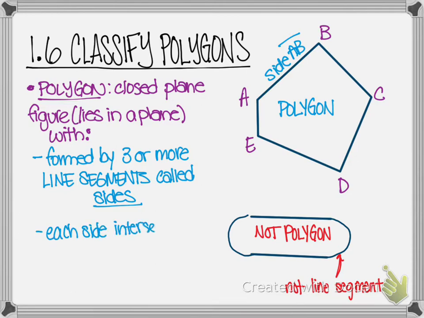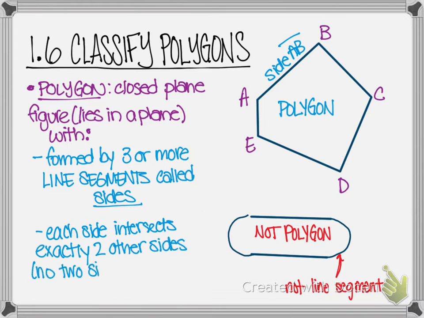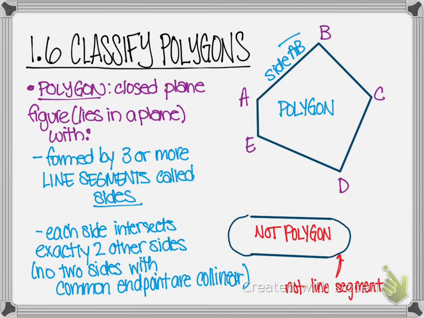Also for polygons, each side intersects exactly 2 sides, one at each endpoint. So no sides with common endpoints are collinear. So we wouldn't want any sides to be on the same side. We don't have endpoints in the middle of sides. We've kind of seen polygons before, so nothing strange should really look like it's going on.